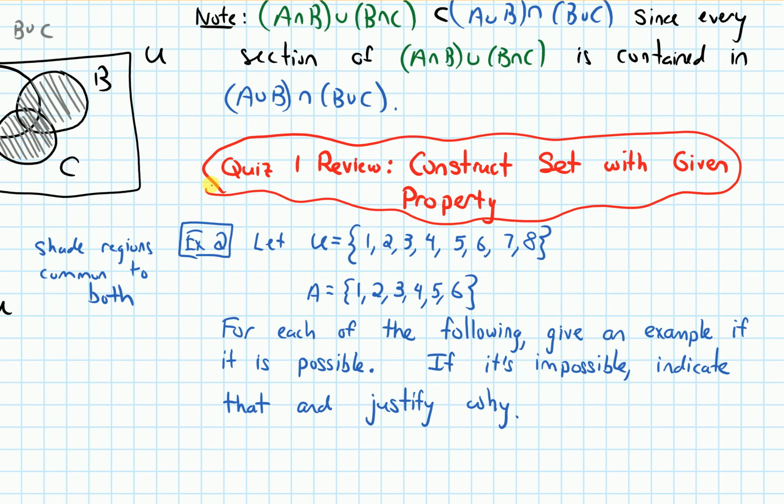In this video, we are going to do a practice problem to prep for quiz 1 in which we construct a set with a given property. So the example says, let U be the set that contains 1, 2, 3, 4, 5, 6, 7, and 8, and A be the set that contains 1, 2, 3, 4, 5, and 6. For each of the following, give an example if it is possible. If it's impossible, indicate that and justify why.